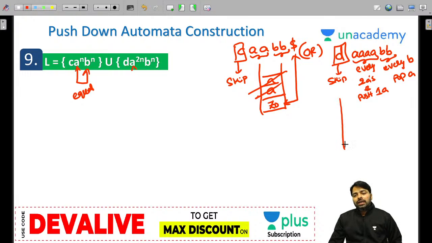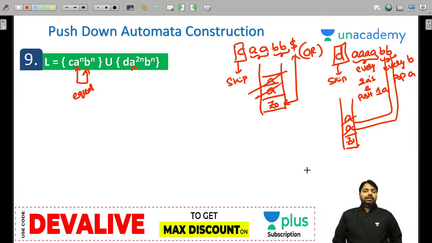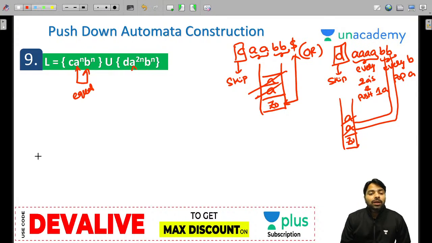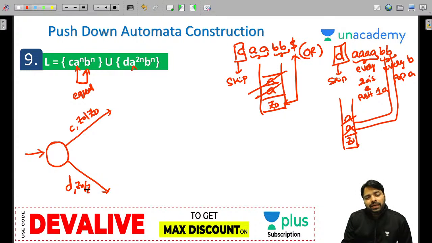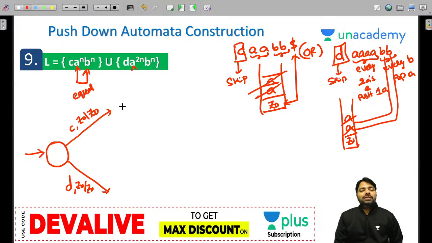So here you know that logic. Here D skip, and instead of 4 A's we push only 2 A's, and single B we pop 1A. Right? So logic we are going to decide by looking at the first symbol. So first when C comes, go this side, but don't change the stack. If D comes, go this side. Already you know how to make DPDA, right? Already we have seen DPDA for this, exactly like the previous one.